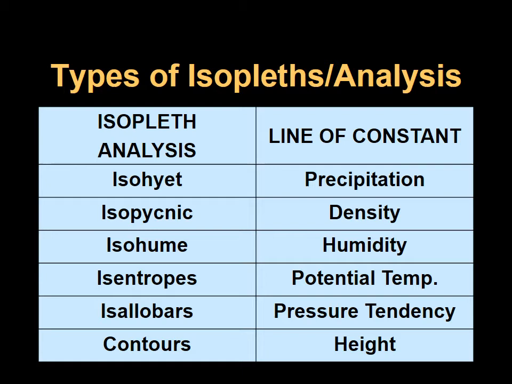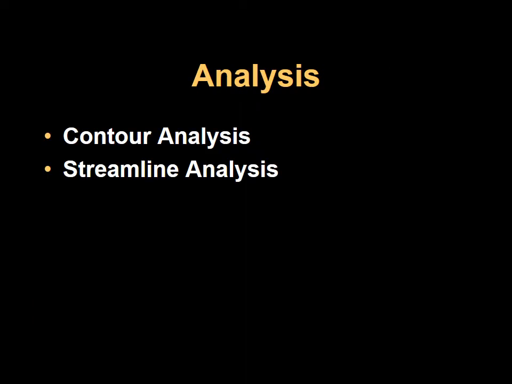And then a couple other ones that are used actually frequently, isallobars, which are lines of constant pressure tendency, which means how the pressure is changing over the ground. And then finally, contours are used to represent lines of constant height. In this lab, we'll be drawing mostly contours on 500 and 250 millibar charts. So that was contour analysis.